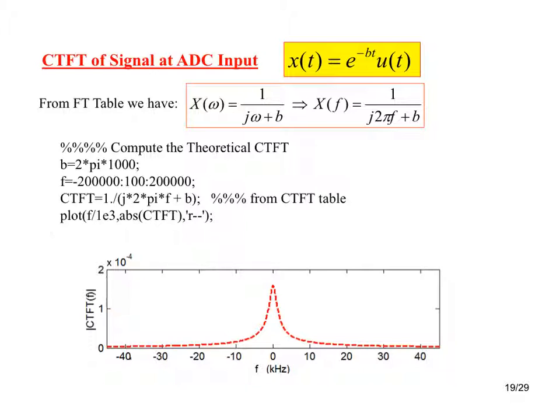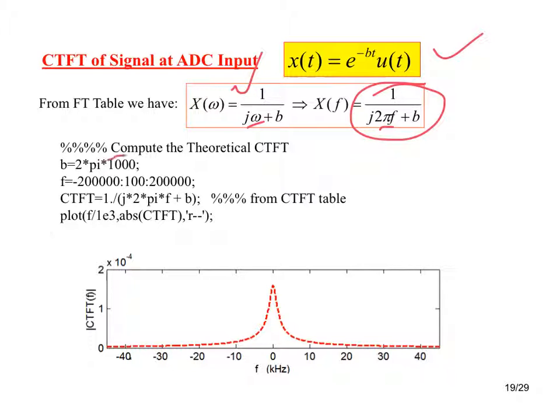So we need to look at what the CTFT looks like for this signal. Well, here's our continuous time signal. We go to our trusty continuous time Fourier transform table, and we find out that that exponential looks like this in terms of omega. We replace omega by 2 pi f so that we can plot it versus f. And now we can write some MATLAB code to make a plot of this function, magnitude of it anyway, to see what it looks like.